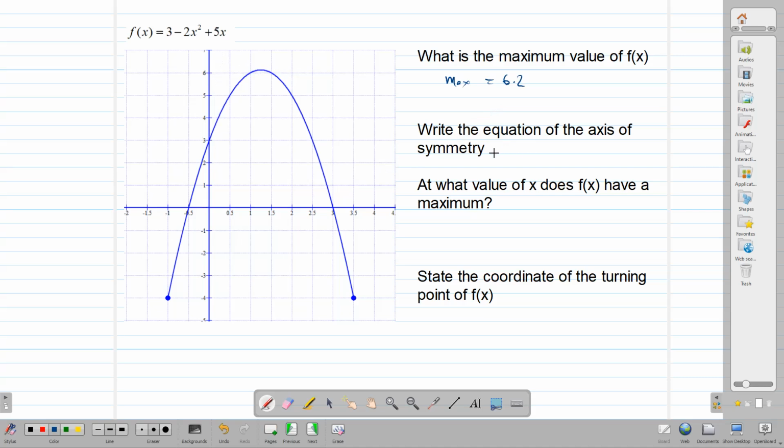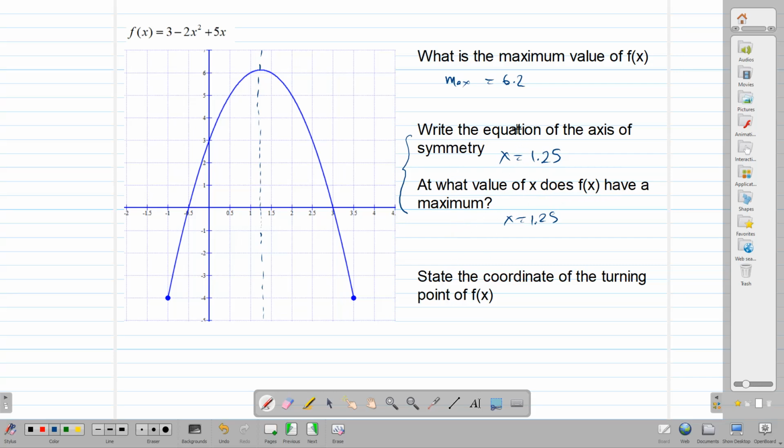The equation of the axis of symmetry, this one again we need to estimate, but we can see that it falls directly between 1 and 1.5. And the number that comes directly between 1 and 1.5 is x equal 1.25. That number is our axis of symmetry. This question means the same thing, it's just a different phrasing of it. x equal 1.25. So you may either be asked at what value of x does f of x have a maximum, or you may be asked what is the equation of the axis of symmetry.